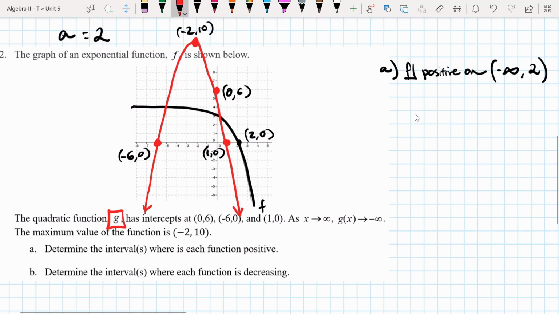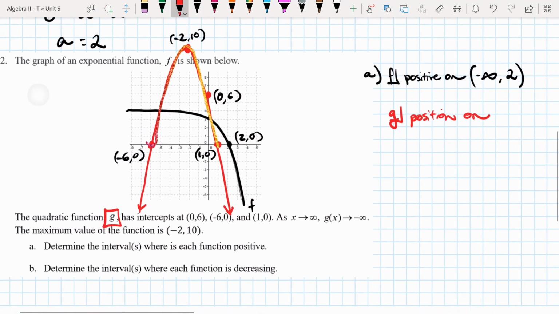Now let's determine where g is positive. So g is going to be positive when g is above the x-axis. And in this case, that is from here to here. So from the x value of the first x-intercept to the x value of the second x-intercept. And in this case, that is on the interval -6 to 1.